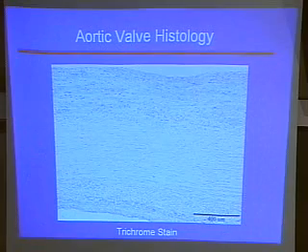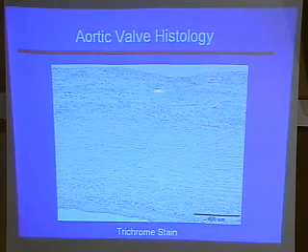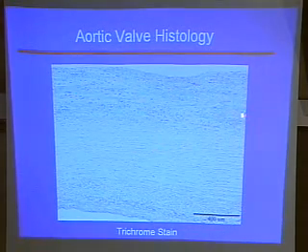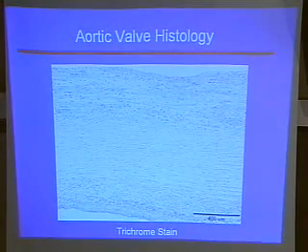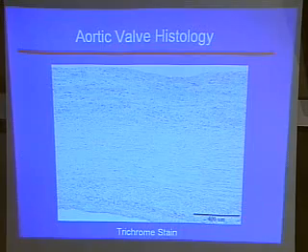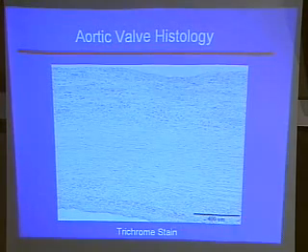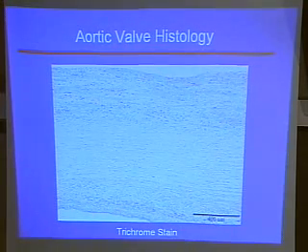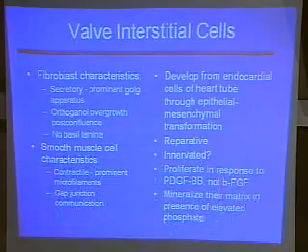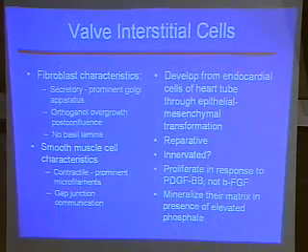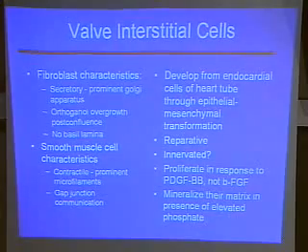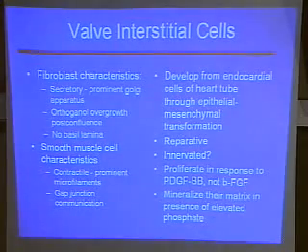So if we look at a histological view of the valve, once again you can see the three layers, the fibrosa, the spongiosa, and the ventricularis, where the blue-green color is the stain for collagen, and the pink is the stain for the cytoplasm of the cells, where you can see the cells are resident throughout all three layers. So this valve interstitial cell is fairly understudied. It is thought to have characteristics both of fibroblasts and smooth muscle cells.